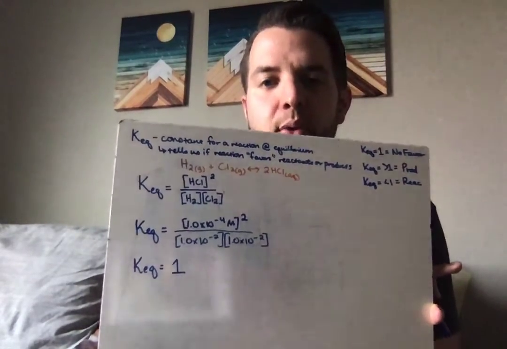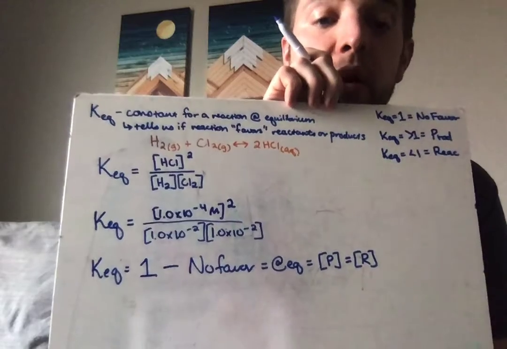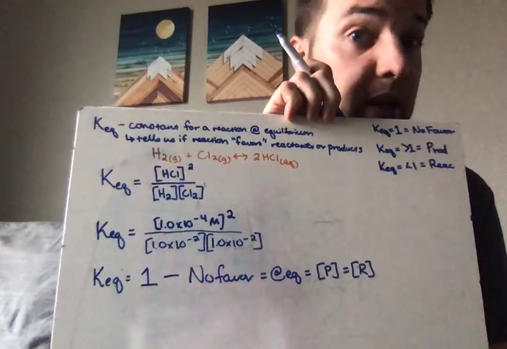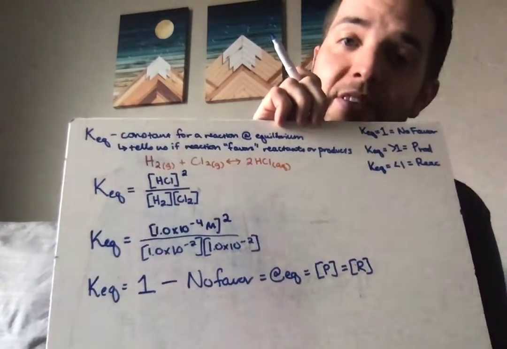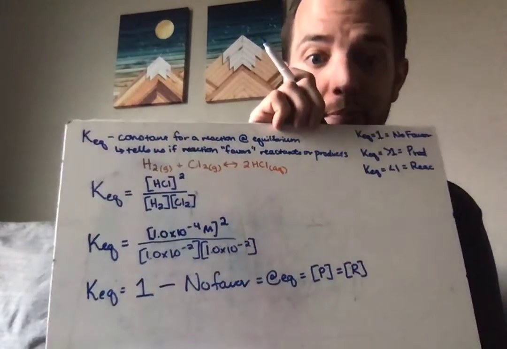So something with a KEQ of 1 means that this substance has no favoring, which means at equilibrium, the concentration of the products will be equal to the concentration of the reactants. Now, again, we said that's not always how it's going to be, but in this particular instance, that is what happens. If you end up with a KEQ of 1, that means that not only are the rates the same, but the concentrations are also the same, okay?